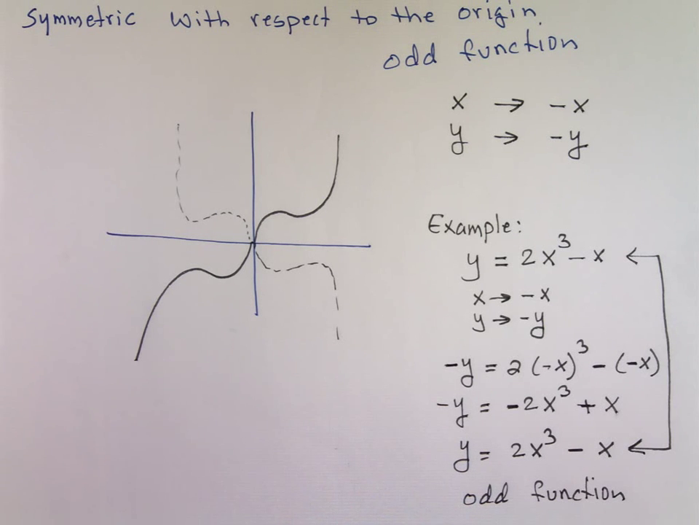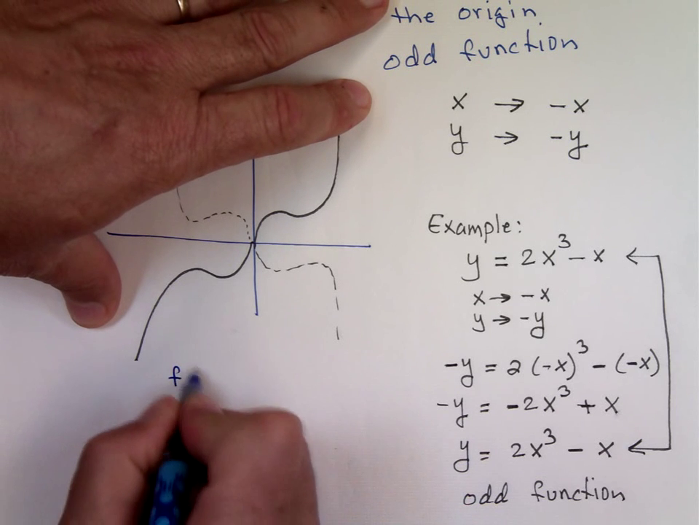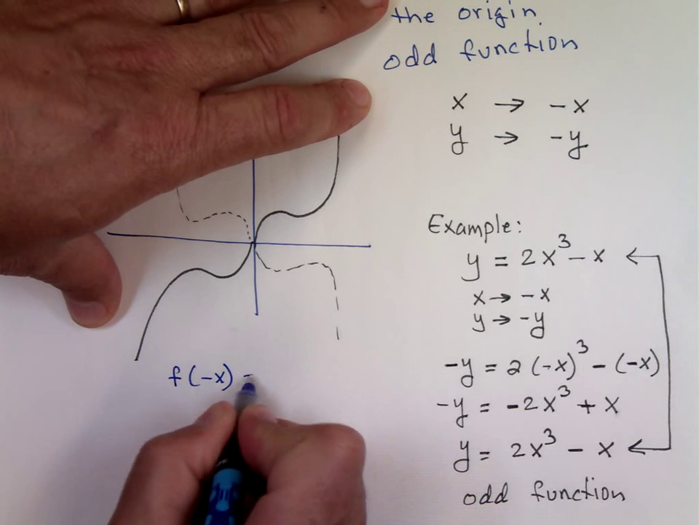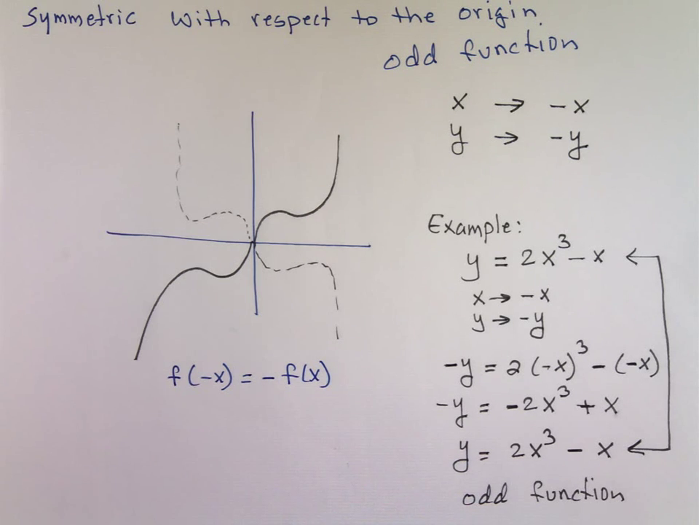Some math books, actually, they'll say the function is odd if f of negative x equals negative f of x. That's the same thing, really. Replace x with negative x and y with negative y, but they might write it like this. I'm not sure our book does. Our book says replace x with negative x and y with negative y. Bless you.